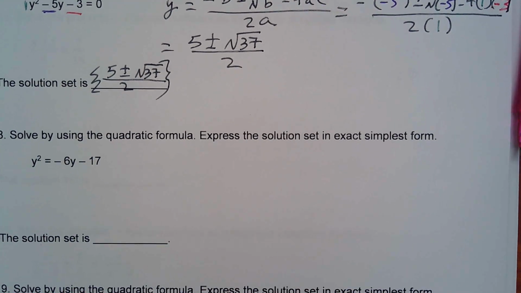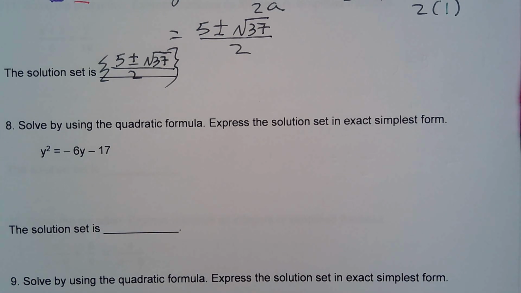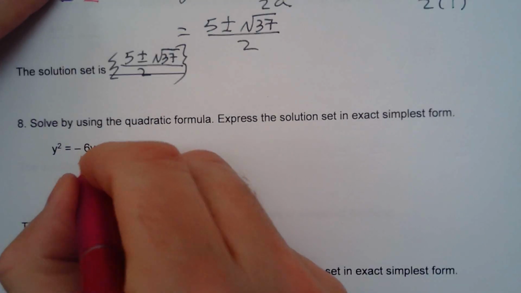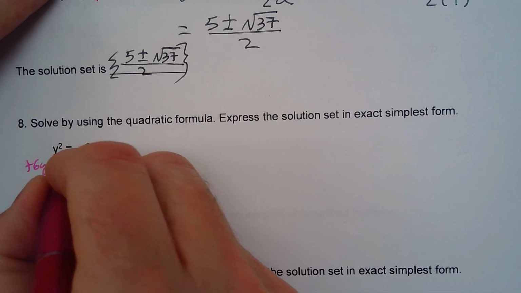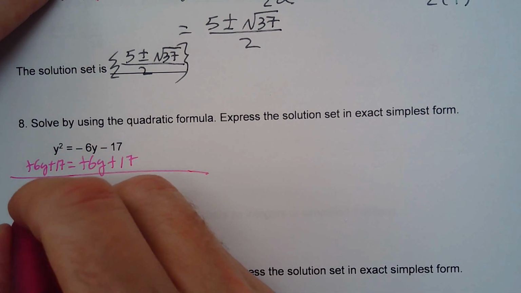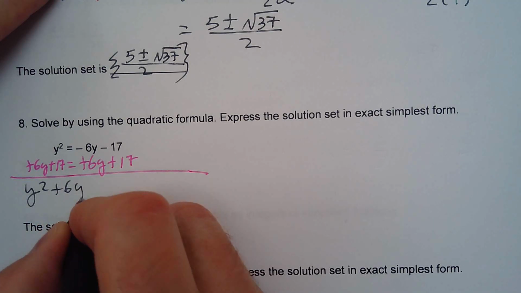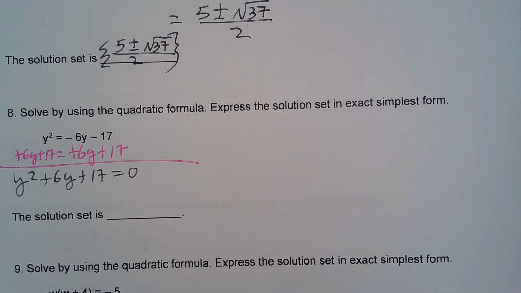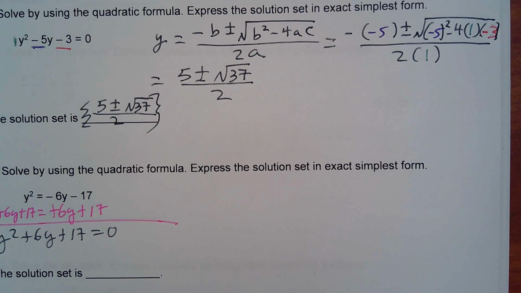Now remember, whenever you use the quadratic formula, you have to have 0 on one side. And I always think it's best to have the square term be positive. So we're going to go ahead and add 6y and 17 to both sides. So that will give us y squared plus 6y plus 17 equals 0. So we go grab our quadratic formula, which I wrote up here. You should have it on your formula sheet as well.